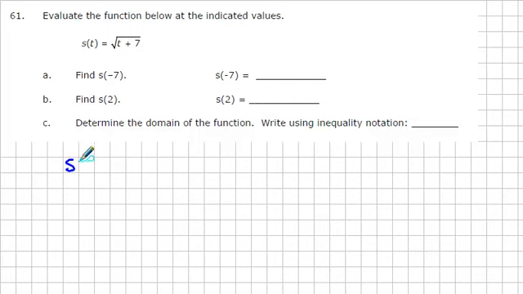So we write s of, using our formula, wherever there's a t, think of the t as a placeholder. That's where we're going to put the input. So we have s of the input is equal to the square root of the input plus 7.